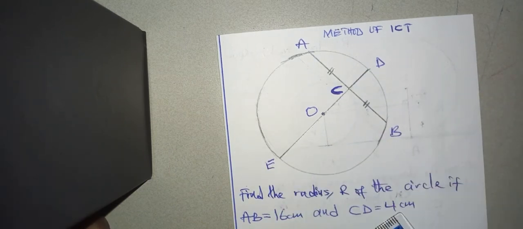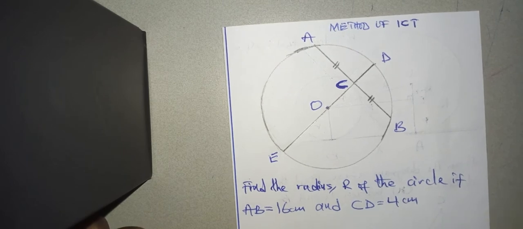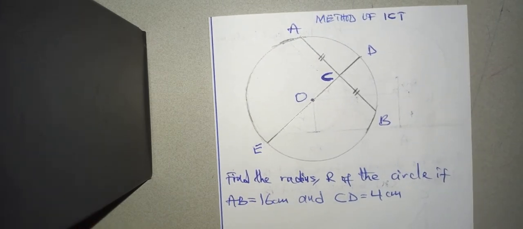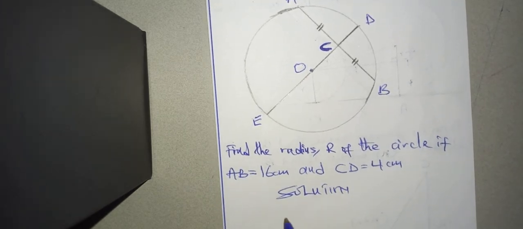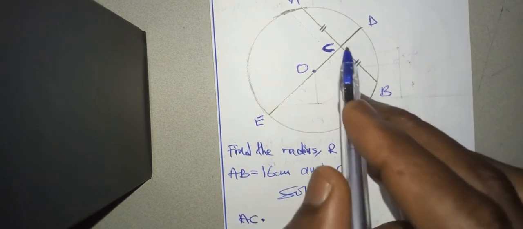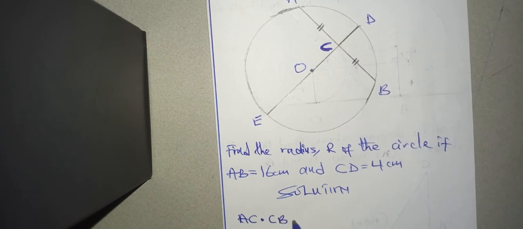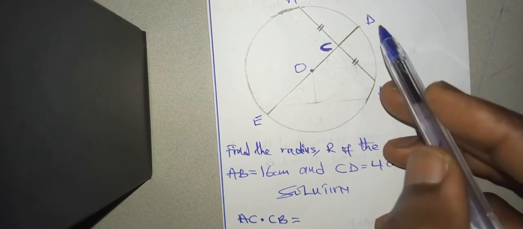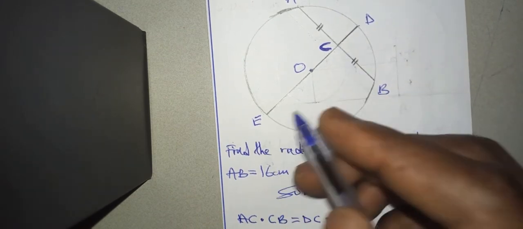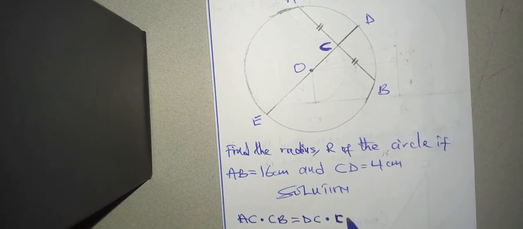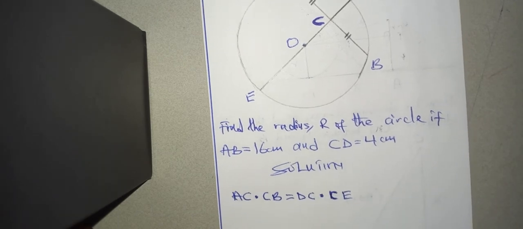I'll put E here. Now if you remember the intersecting chords theorem very well, we can say that, in fact we are solving, so solution: AC times CB equals DC times CE. That is the intersecting chords theorem. You remember that clearly.